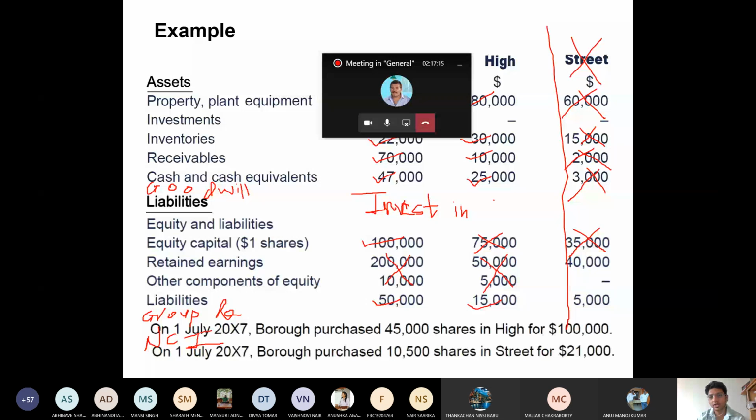So ये 35,000 नहीं दिखाऊंगा, उसकी जगह में क्या करूंगा? इन्वेस्टमेंट इन स्ट्रीट कंपनी दिखाऊंगा. ओके, नाउ ये 40,000 आएगा क्या? हाँ, शेयर इन रिटेन्ड अर्निंग्स आएगा. हाँ, करेक्ट. 40,000 नहीं आएगा, बट 30% ऑफ 40,000 दिखाएंगे हम लोग. 30% ऑफ 40,000, इन्वेस्टमेंट का ही रिटर्न्स करके दिखाएंगे.